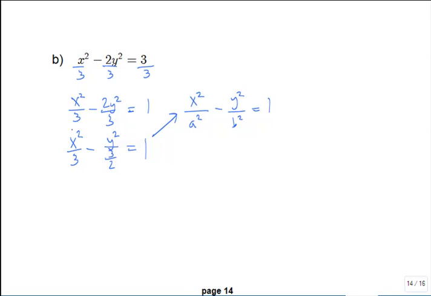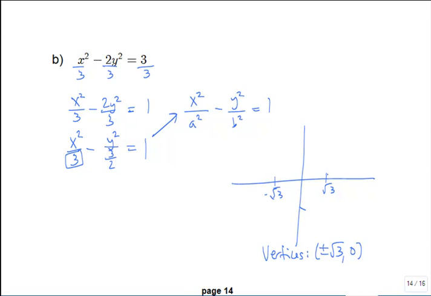Okay, which variable comes first? That's what's important when you're dealing with a hyperbola. The x comes first, so that means I want my vertices to be on the x-axis, and the vertices are going to be at the square root of this number. So that would be the square root of 3. So that's somewhere over here to the right and somewhere over here to the left, and those would be your vertices. And they're on the x-axis, so plus or minus square root of 3, comma 0. I'm going to put dots on those.